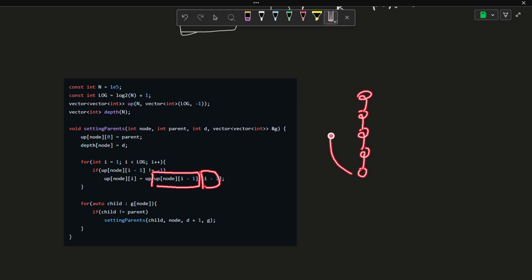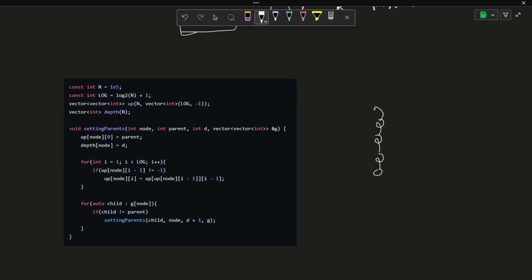If I want to calculate the fourth parent, instead of calculating it directly, I can calculate the second parent of its second parent, right? I take this node, calculate its second parent and take its second parent. This is exactly what I have tried to do here. I have taken the node, taken its second parent, that means the I minus 1th parent, and from it I have taken the I minus 1th parent. This is how you can calculate the parent for I, right?